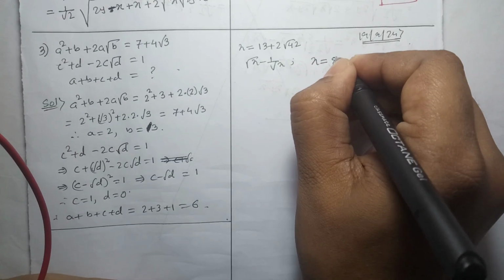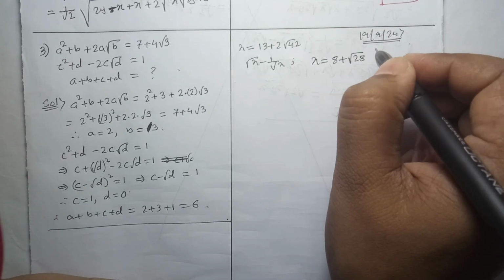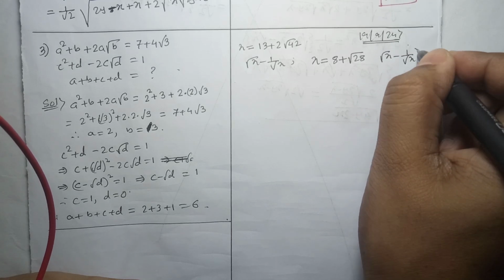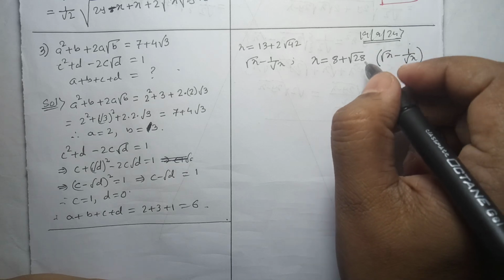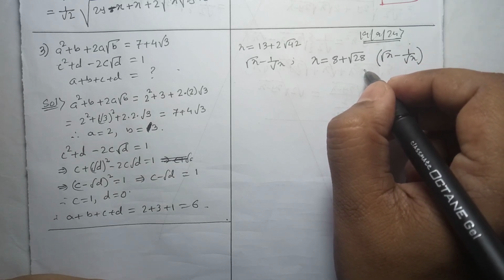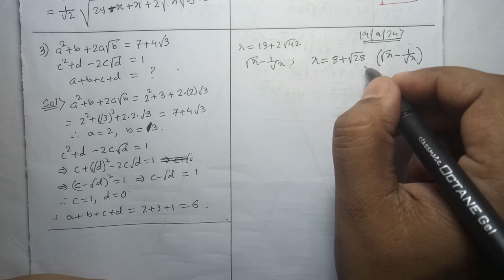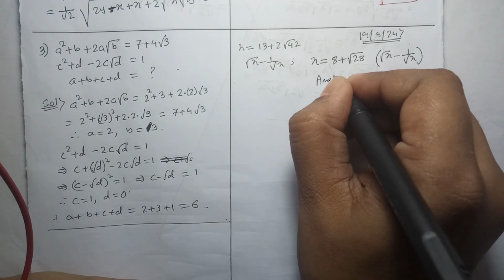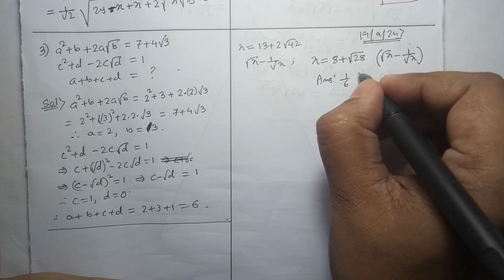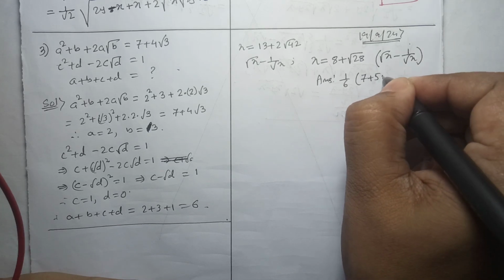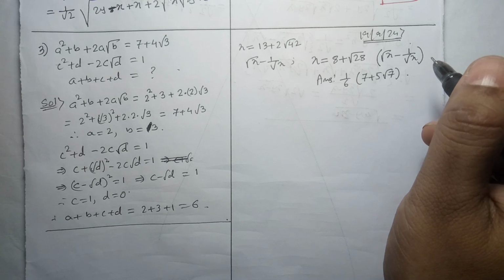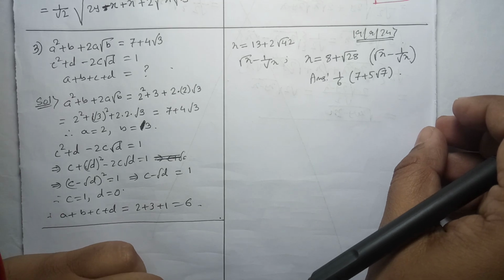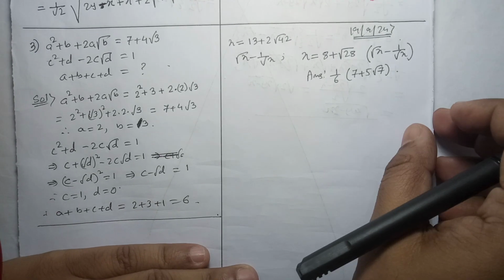x is equal to 8 plus root of 28, and then find the value of root x minus 1 by root x. Clear? The answer to the solution will be 1 by 6 (7 plus 5 root 7). Okay, fine. Now I move on with today's video.